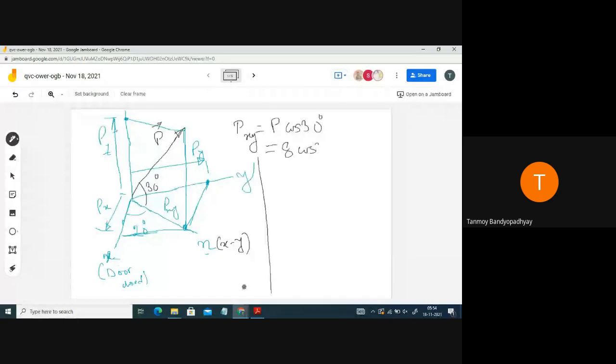So let's now calculate Px. Px is the component of Pxy. So Px should be equal to Pxy cos 20 degree, which is 8 cos 30 degree cos 20 degree. Just calculate, then I will tell the answer in pounds. And then again you have to calculate Py.